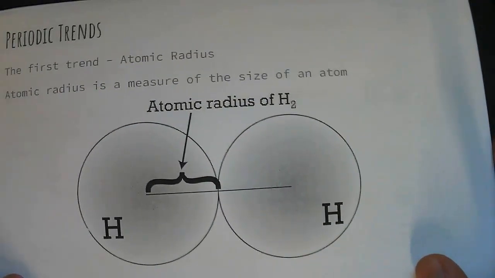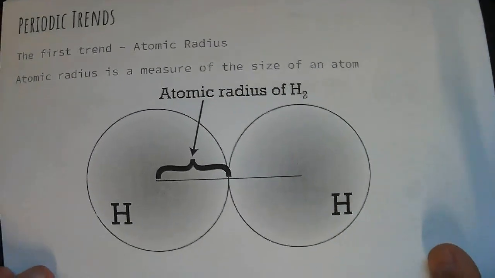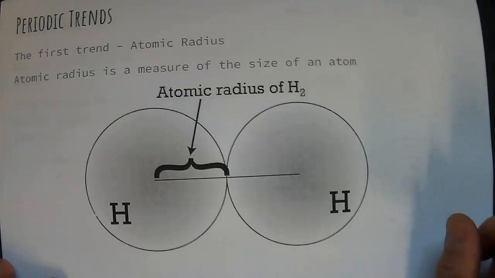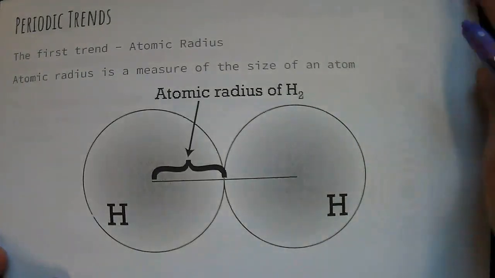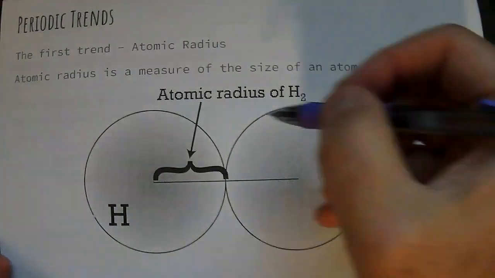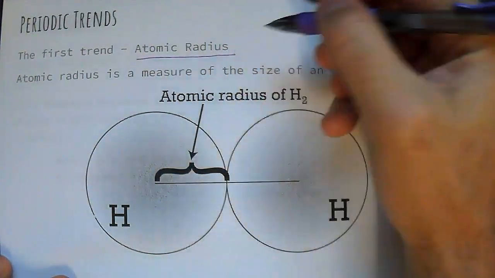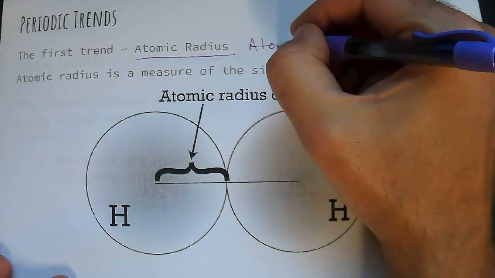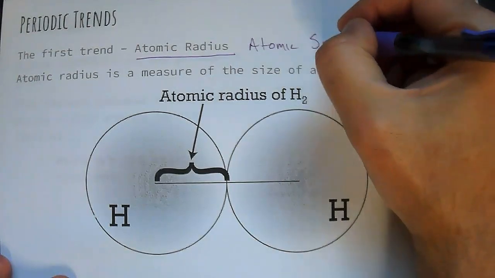The first periodic trend, which is kind of the basis of all the other periodic trends, we're going to use it as kind of the reason, the why, for all the other periodic trends. And that's going to be atomic radius, or sometimes we'll call it atomic size.